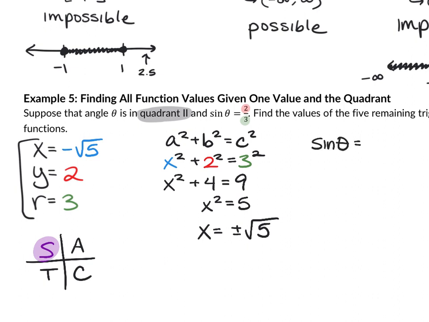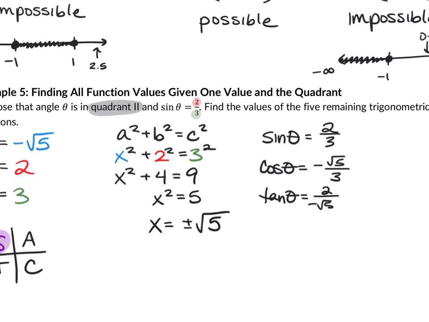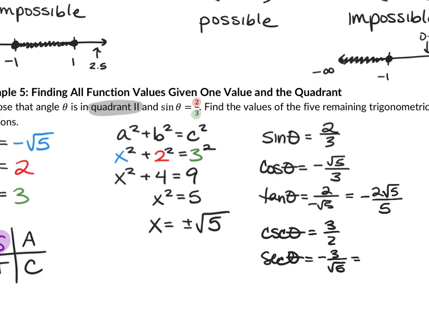We'd say that 6 trig functions. Sine is 2/3. Cosine is negative square root 5 over 3. Tangent is 2 over negative square root 5, which we would rationalize to be negative 2 square root 5 over 5. Cosecant is the reciprocal of sine, which is just 3 over 2. Secant is the reciprocal of cosine, which is negative 3 over root 5. Oops, gotta rationalize that denominator. Negative 3 over root 5, negative 3 root 5 over 5. And cotangent is the reciprocal of tangent, which is negative root 5 over 2.